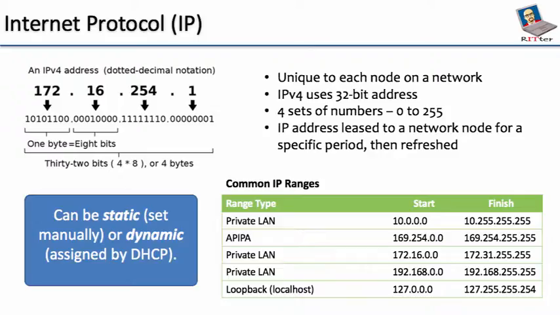Every node on a network using IPv4 would have a unique IP address. They can be set statically, so you can assign a specific address to a node.